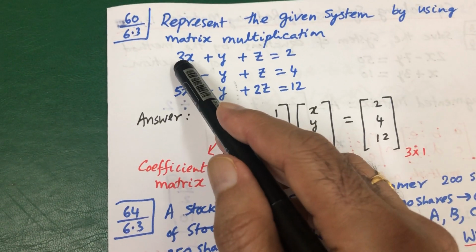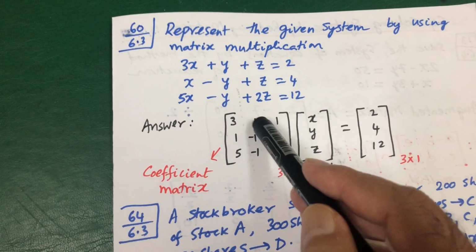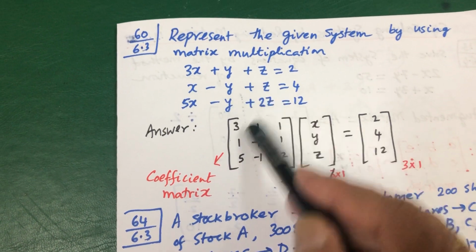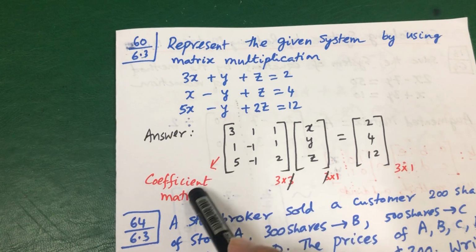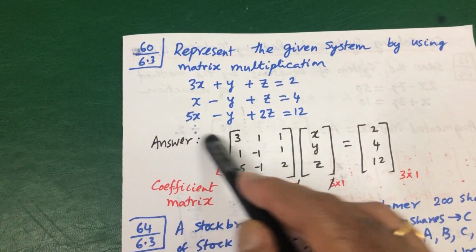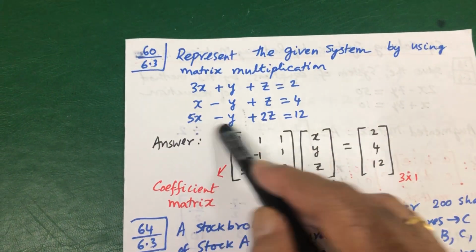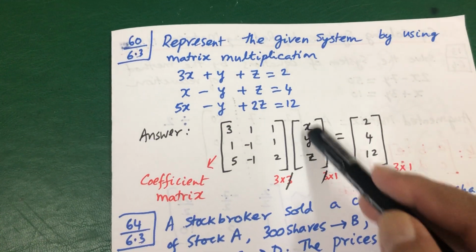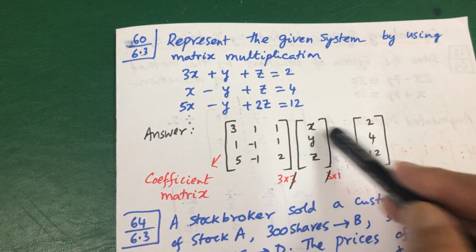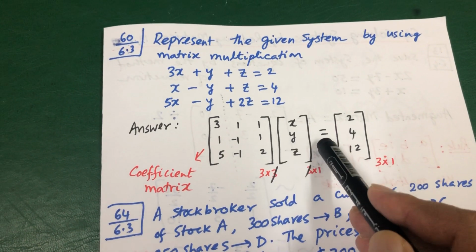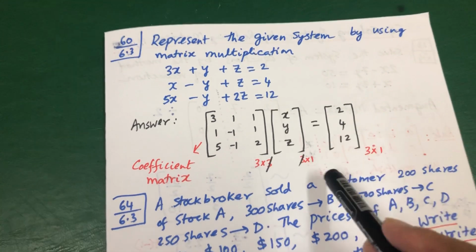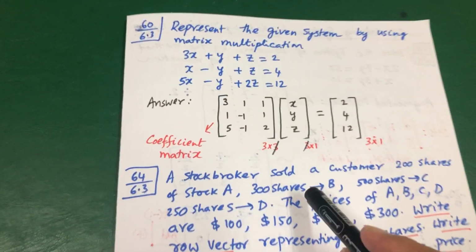So very simple. This is called 3 1 1. See this 3 1 1, minus 1 1 minus 1, 1 5 minus 1 2 here. This is called the coefficient matrix. Coefficient matrix. X, Y, Z you should write vertically, and 2 4 12. So this matrix multiplied by this matrix is equal to the column matrix. This way you have to write it.